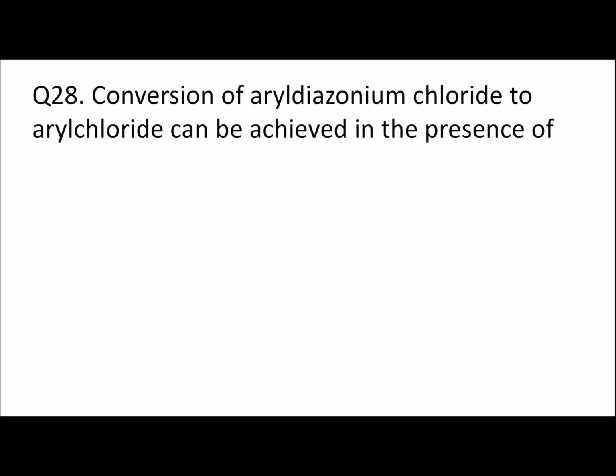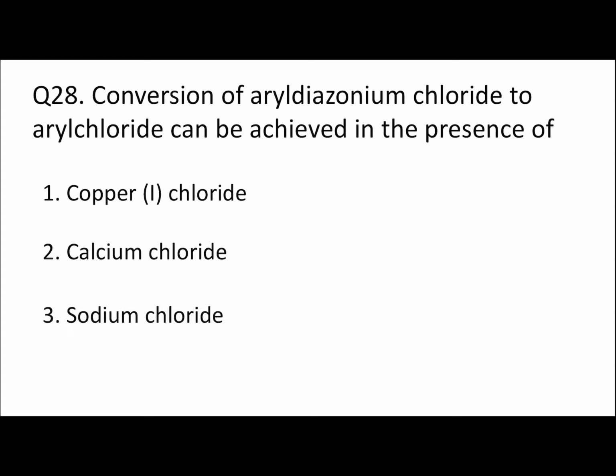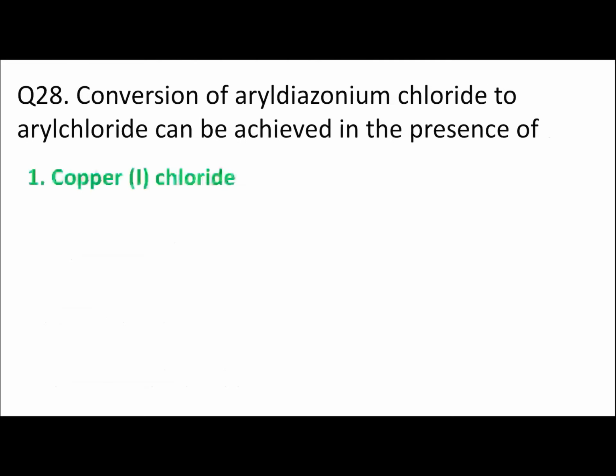Next, conversion of aryl diazonium chloride to aryl chloride can be achieved in the presence of copper 1 chloride or calcium chloride or sodium chloride or copper 2 chloride. Here we can convert aryl diazonium chloride to aryl chloride in presence of copper 1 chloride, and let's see the reaction here.